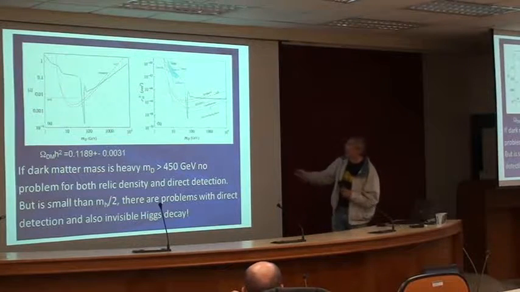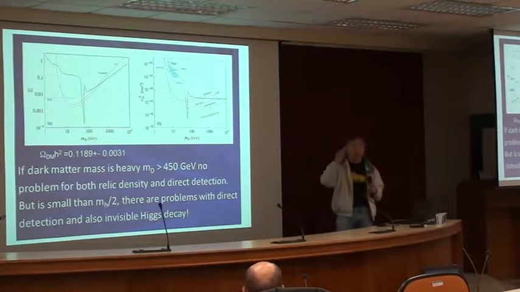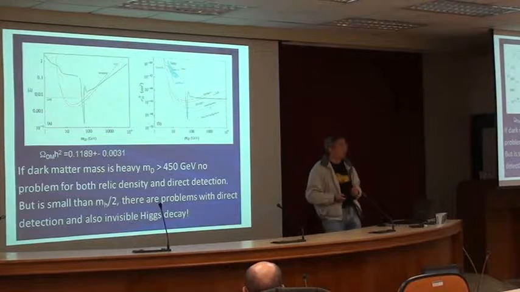Your background, everything becomes mixed up. But now, of course, at this stage, people are already worried about it. If indeed we reach the neutrino floor, what do we do?